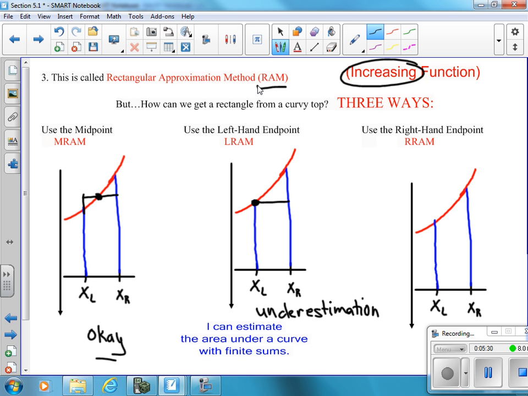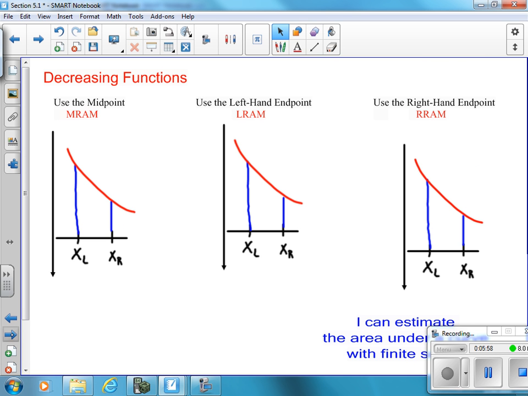Okay, if I use the left RAM... if I use the right RAM over here, I am going to have an overestimation. This is important because you are always asked this on the AP exam. They will ask you whether it's an overestimation or underestimation, and you have to look and see if it's an increasing function or decreasing. These are the three examples for increasing. For a decreasing function, it's basically the opposite.